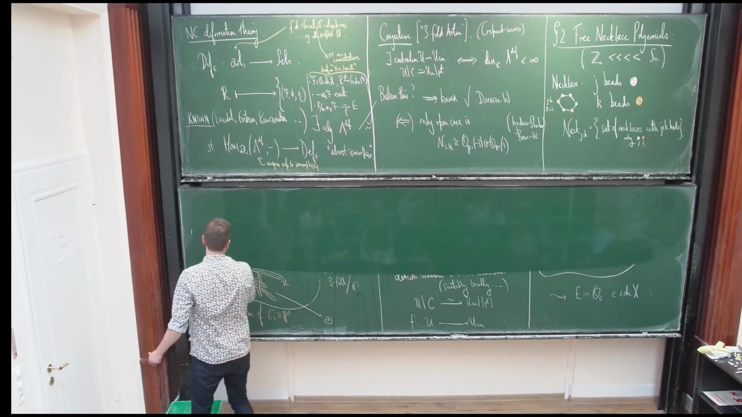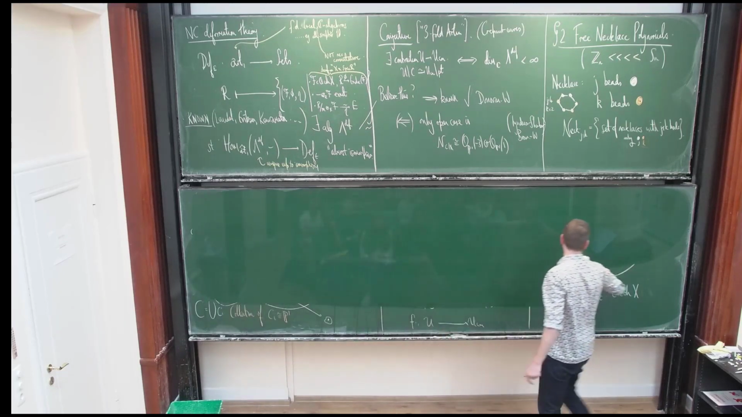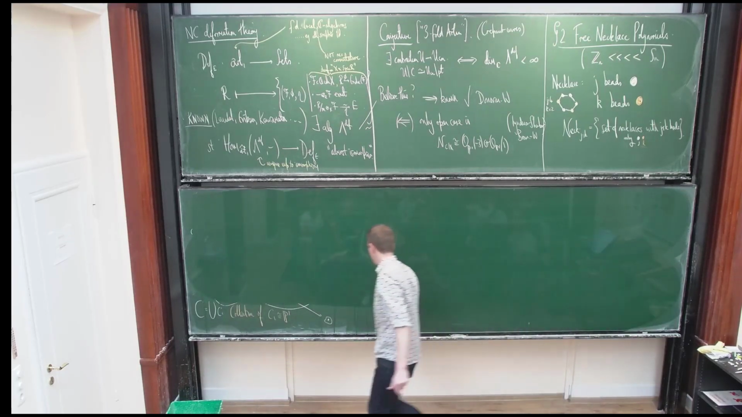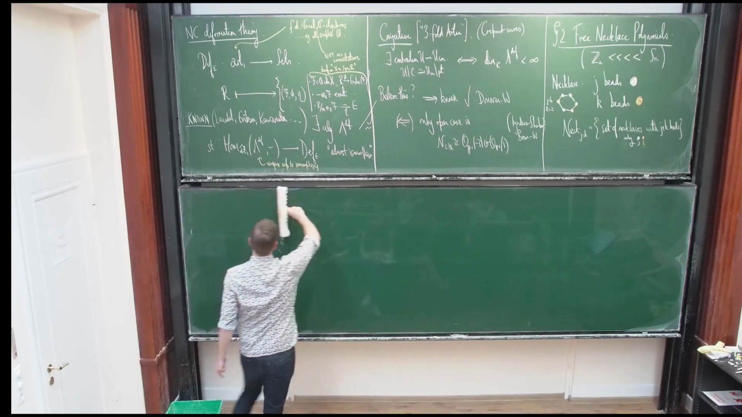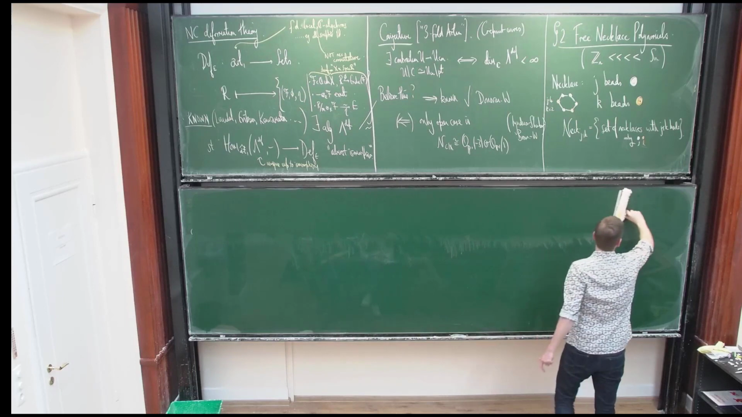So on this set, there's this obvious action by rotation. I can rotate a necklace with a certain number of beads in it, and it's going to be the same necklace with the same number of beads in it.